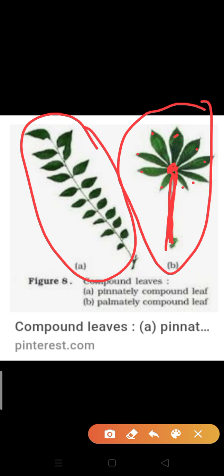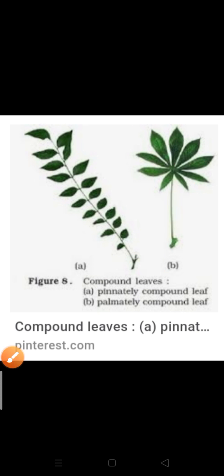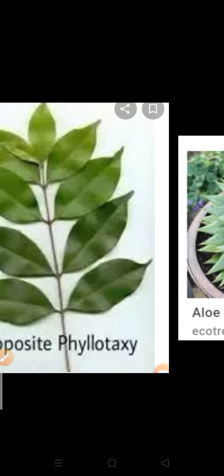Such type of leaf pattern we can see in the silk cotton plant. So that is the pinnately compound leaf and that is the palmately compound leaf. Now I am going to tell you about another term related with leaf, that is known as phyllotaxy.